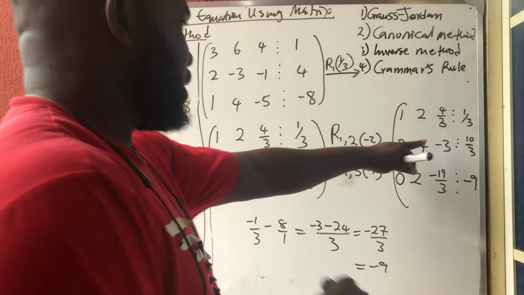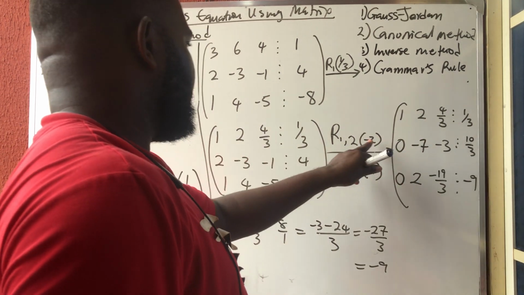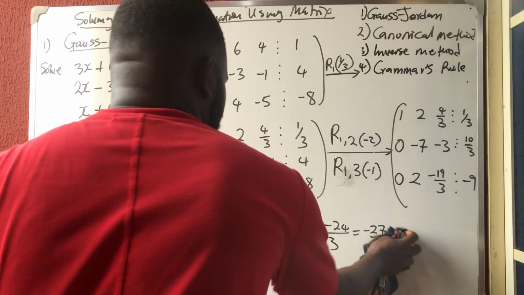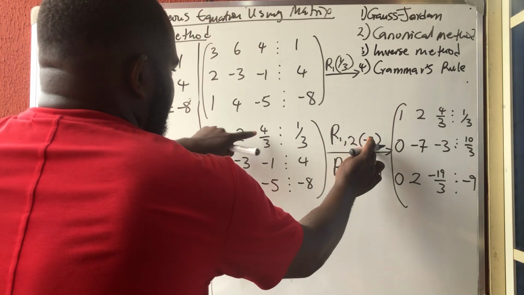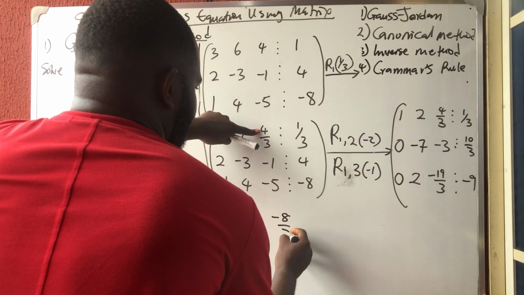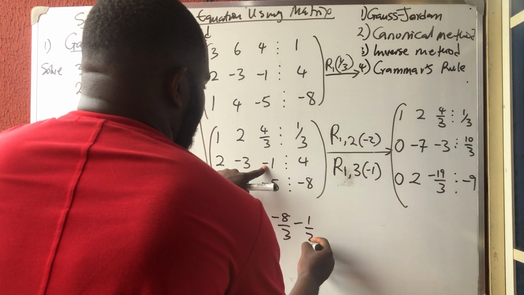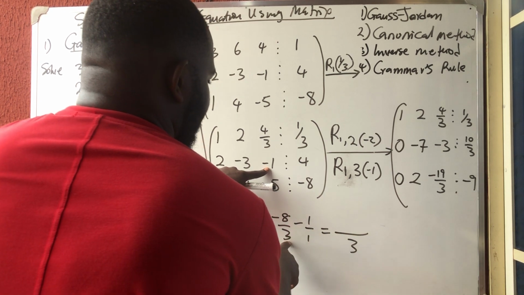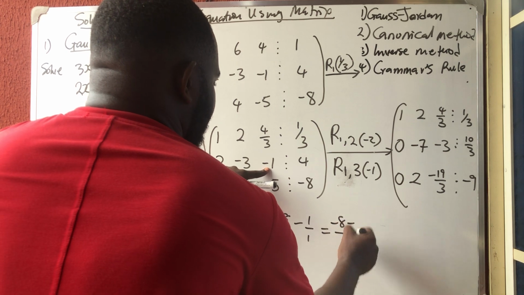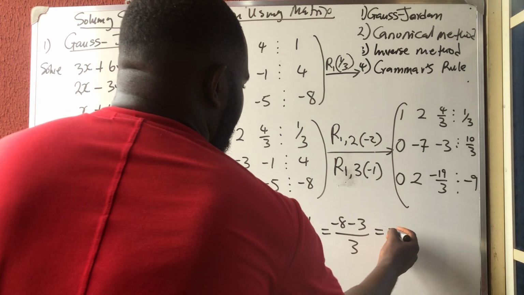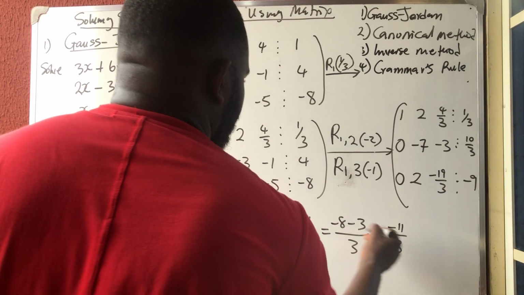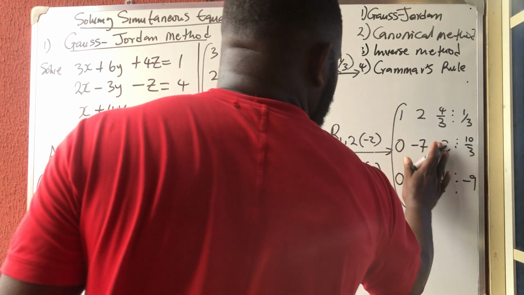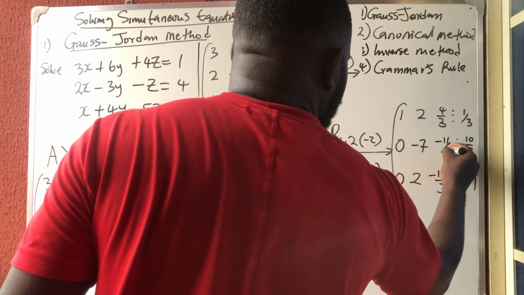So let me check these 3 again. That is minus 2 times this, which will give you minus 8 over 3. Then minus 1 over 3, which is minus 1 over 1. So the LCM is 3. 3 divided by 3, 1. 1 times this, minus 8 minus 3, will give you minus 11 over 3. Is it minus 11 or minus 12? Minus 11 over 3. So here is not minus 3 but minus 11 over 3.